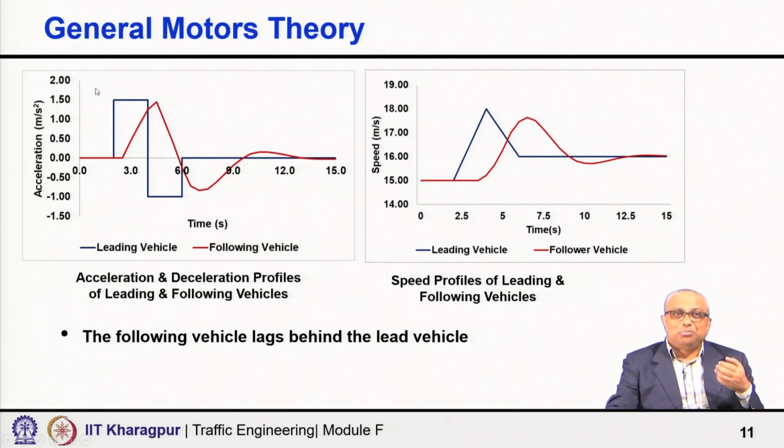Here also the pattern of variation for the black line and the red line are not the same, not just a lateral shift, but the values are also different, though it does respond, right. If the lead vehicle is accelerating, the following vehicle also tries to accelerate, but not exactly in the same way, right. There is of course a gap, and also it is not in exactly the same manner.